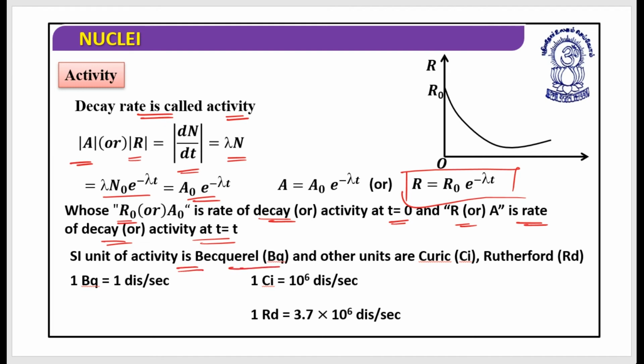The SI unit of activity is the becquerel, and the other units are the Curie and the Rutherford. You must remember that one becquerel is one disintegration per second. Same way, one Rutherford is 10 to the power 6 disintegrations per second, and one Curie is 3.7 into 10 to the power 10 disintegrations per second. I hope this is clear. Is it clear?